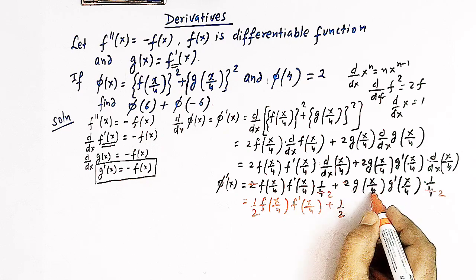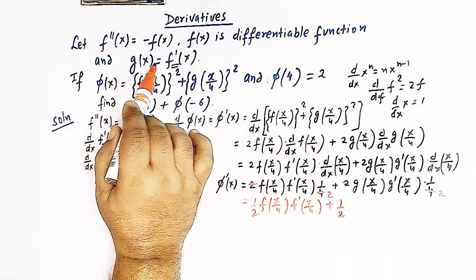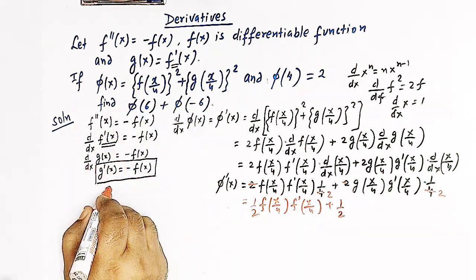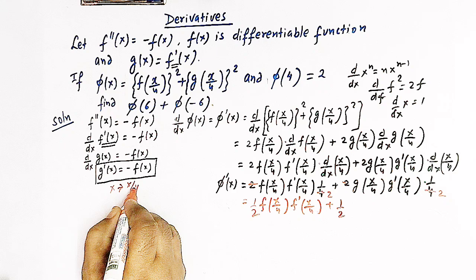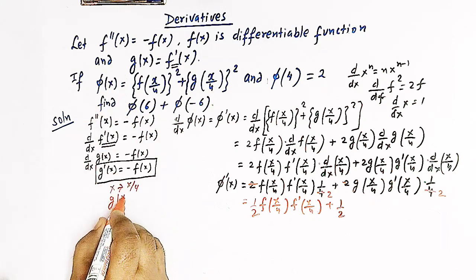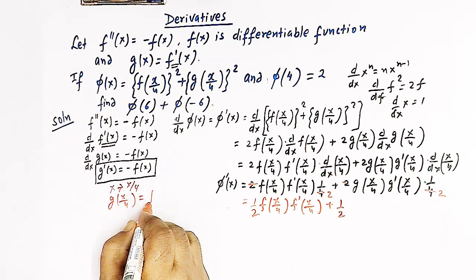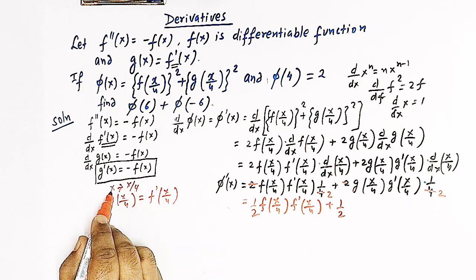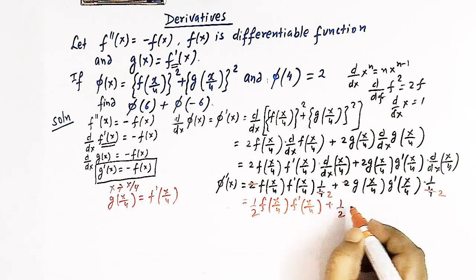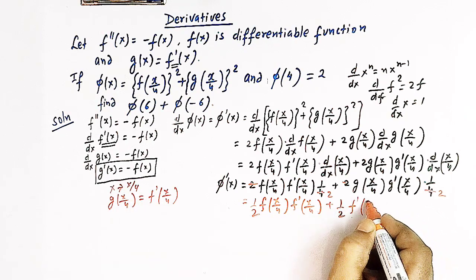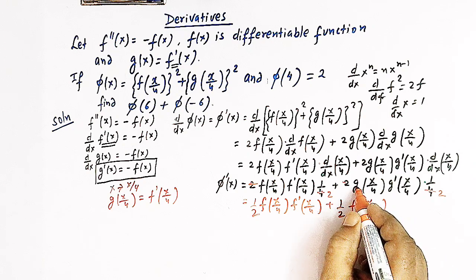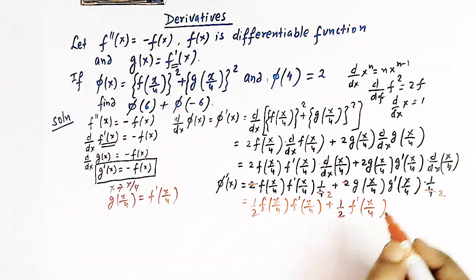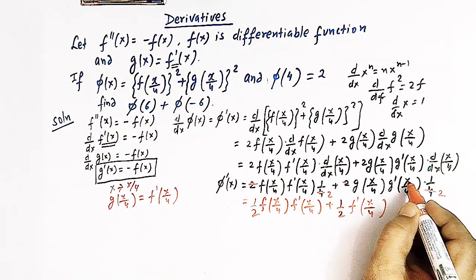And now g(x/4), right? Now see, g(x) is equal to minus f'(x). So when we replace this x by x/4, then see what we get: g(x/4) is equal to f'(x/4), because here we are changing the input from x to x/4. So g(x/4) is equal to f'(x/4) due to this result. And similarly here we have g'(x/4).